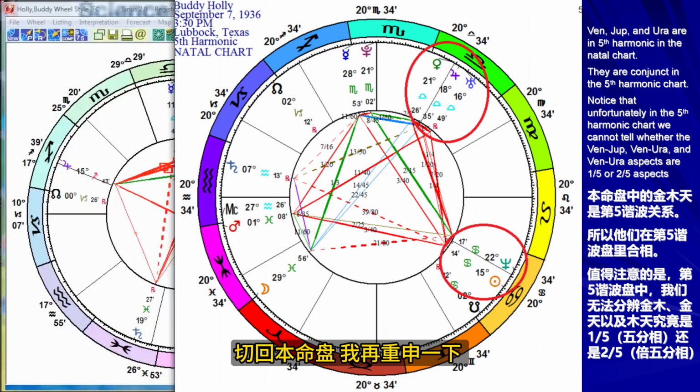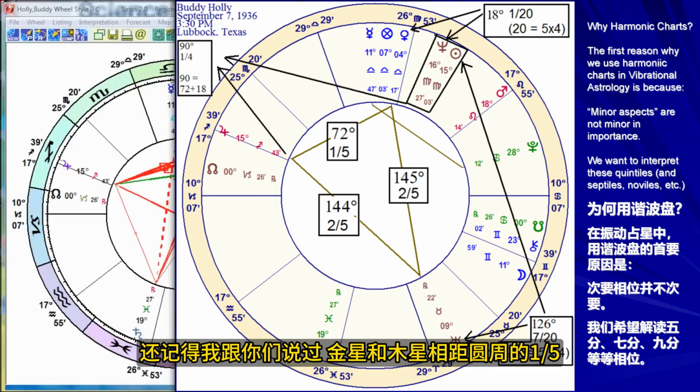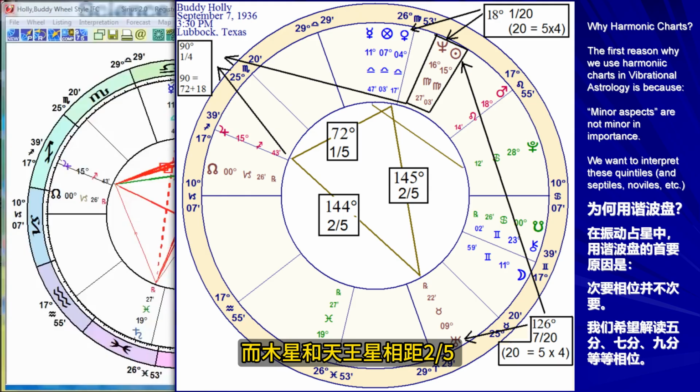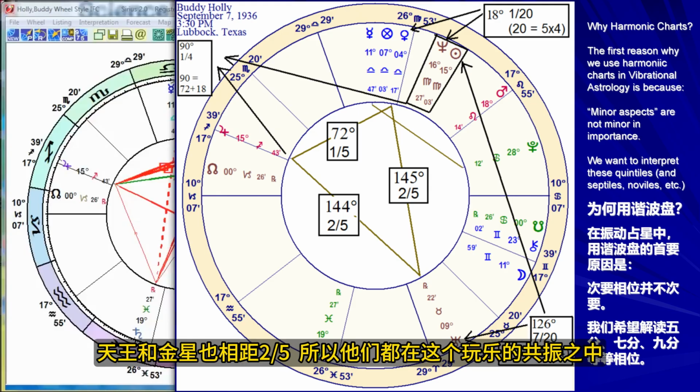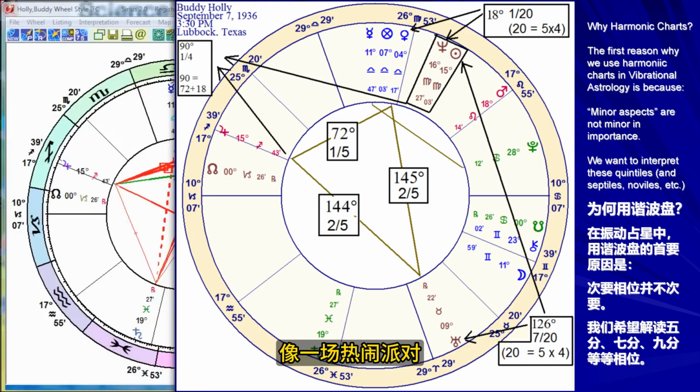I'm going to go back to his natal chart. Again, this is only for people who like to think about this. You don't have to follow what I'm going to tell you in great detail to be able to be a vibrational astrologer. Remember I told you that Venus and Jupiter are 1/5 of a circle, and Jupiter and Uranus are 2/5, and Uranus and Venus are 2/5. So they're all in this playful vibration, and Venus, Jupiter, Uranus, enthusiastic, spontaneous celebration, fun. It's like a party going on here.